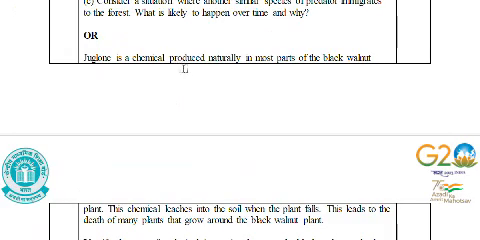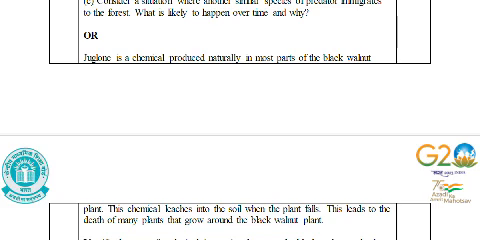Juglone is a chemical produced naturally in most parts of the black walnut plant. This chemical leaches into the soil when the plant falls. This leads to the death of many plants that grow around the black walnut plant. Identify the type of ecological interaction.